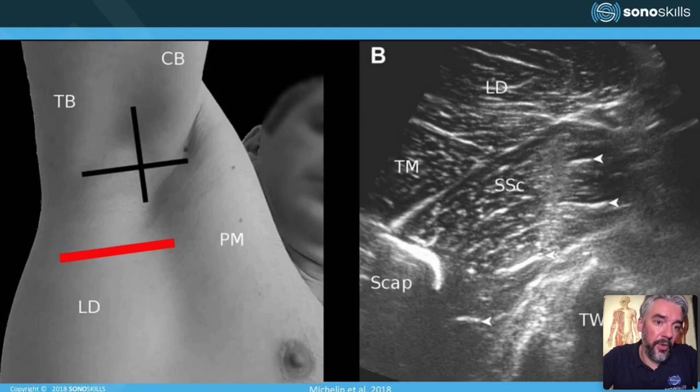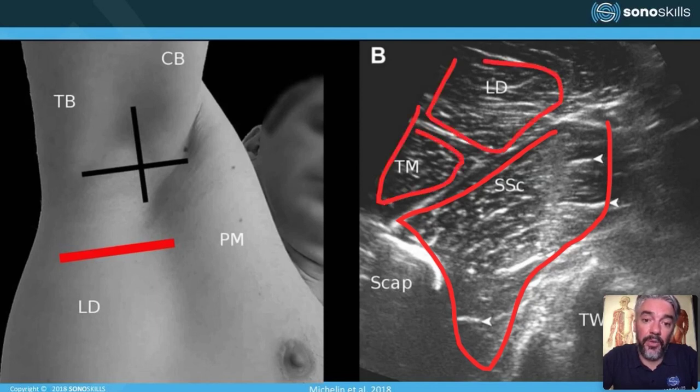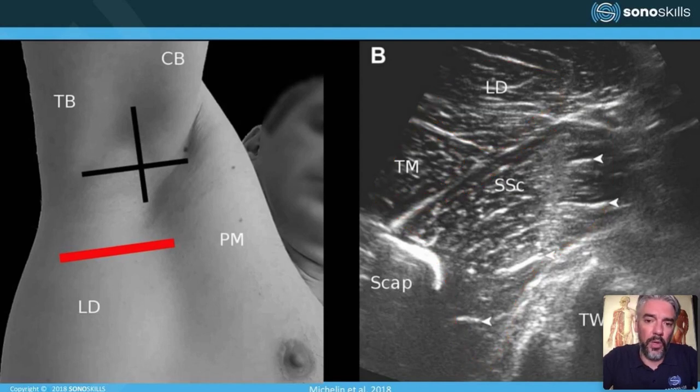When sliding the transducer more towards the muscle part, then we see the latissimus dorsi, but in the depth we can also see the subscapularis muscle. So this is, for example, the subscapularis. Here we can see the latissimus dorsi and the teres major muscle. And because of this reverse position of the arm, this is the deeper part of the subscapularis, and this is the more superior part of the proximal part of the subscapularis.